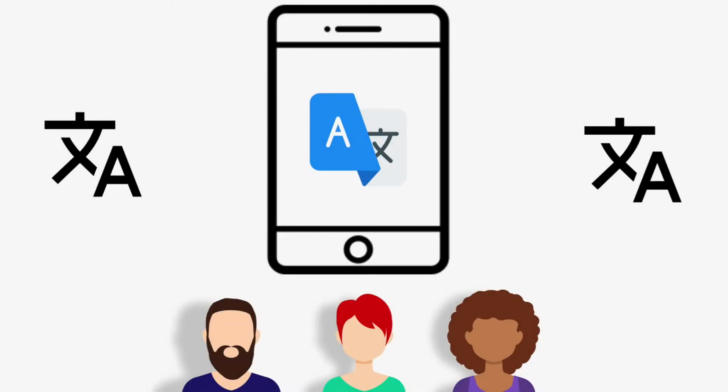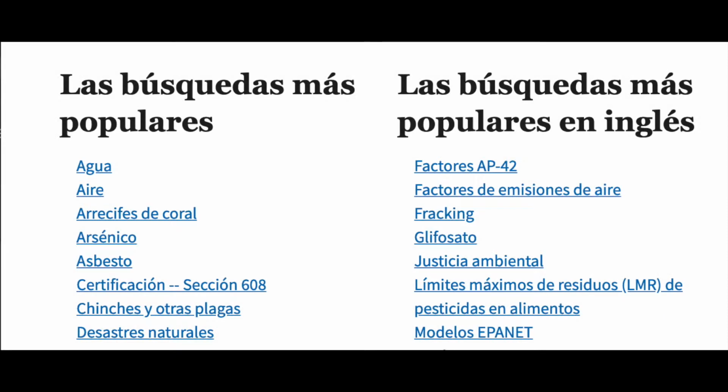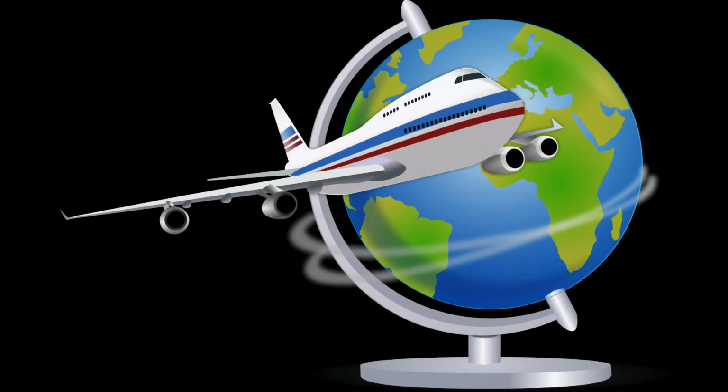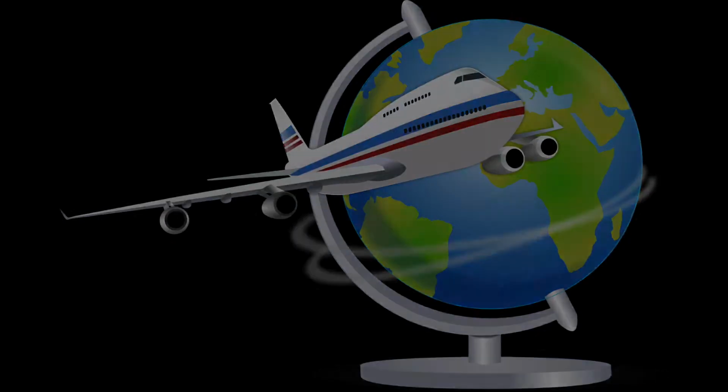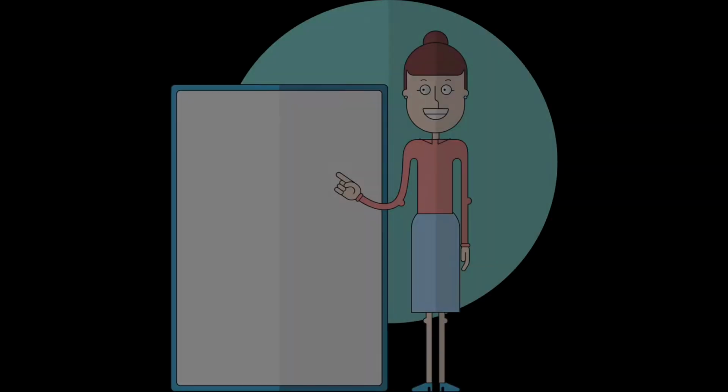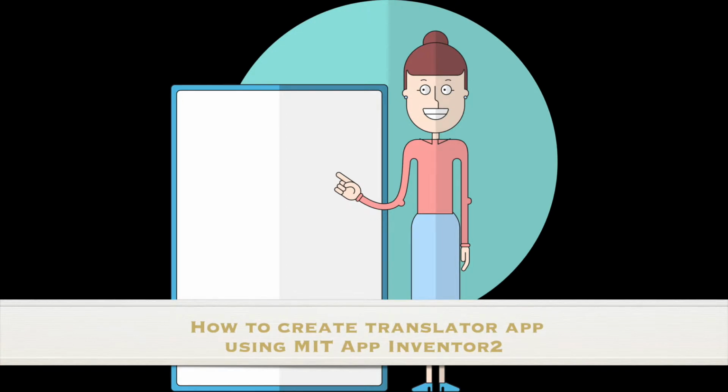Translator is very important while we are just browsing different websites that contain information in some other language, and translator is even more important while we are traveling around the globe. And in order to fulfill these needs, there are so many translator apps that have been created and are already available on Play Store. If you want to know how you can create translator app using MIT App Inventor 2, then you have to follow this course.